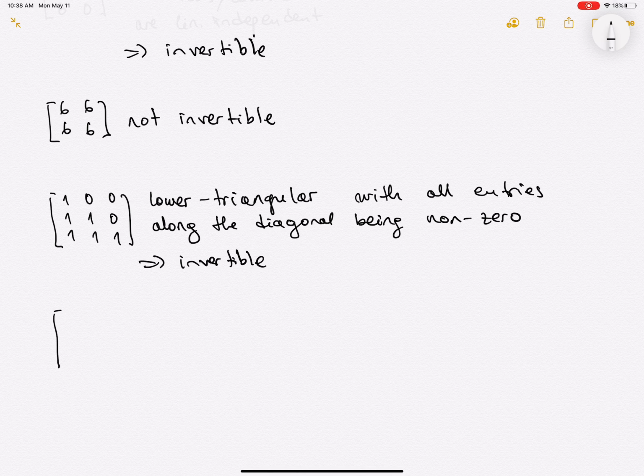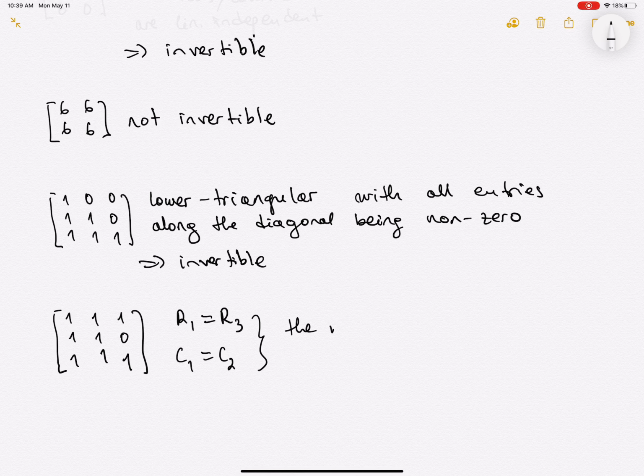And the last example for this video, we'll look at 1, 1, 1, 1, 1, 1, 1, 0, 1. So this matrix is not upper triangular, it's not lower triangular. Our best hope is to look for some form of linear dependence of the rows or of the columns. So you see here that the first row equals the last row. That immediately tells us linear dependence or non-invertibility or singularity. And the first column equals the second column. So both of these things say that the matrix is singular.